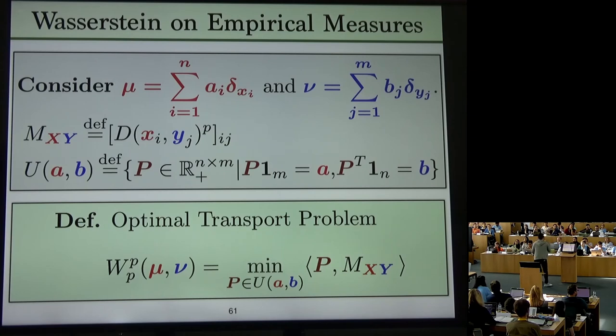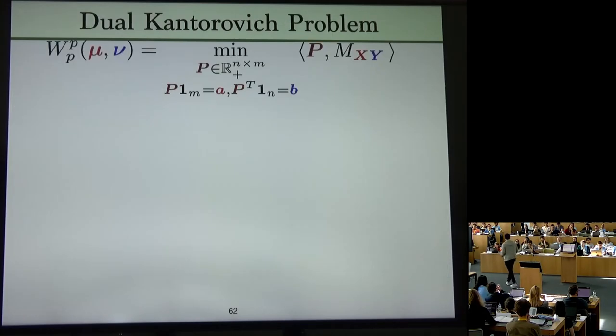So I'm looking at matrices whose row sums are equal to A and column sums are equal to B. And then I'm minimizing the dot product in the Frobenius sense, that is the sum of P_ij times the distance between x_i and y_j. And this is just a linear program. And if you look at optimization textbooks, you will find that this is a typical problem that people introduce in the literature to motivate optimization.